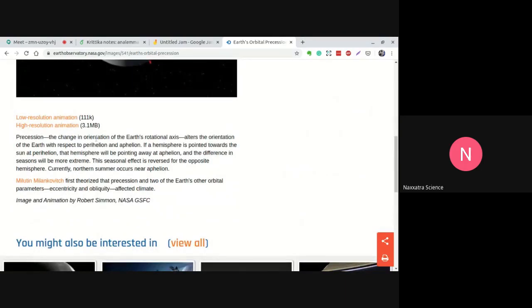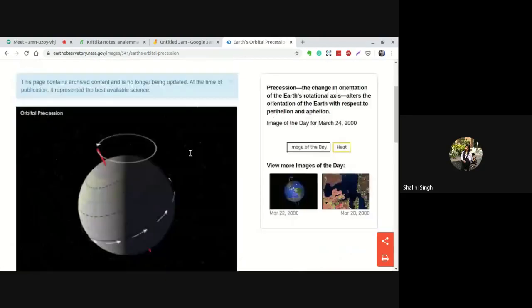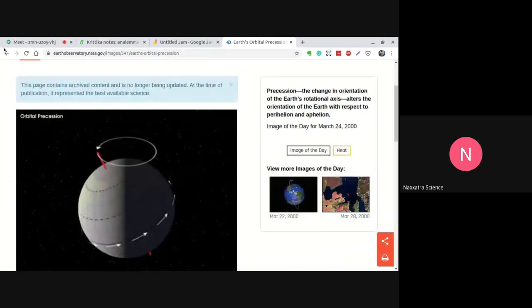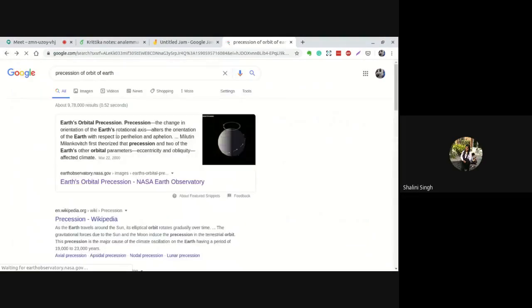Precession, the change in orientation of the Earth's rotational axis, alters the orientation of the Earth with respect to perihelion and aphelion. So this timeline is on the order of around 26,000 years.